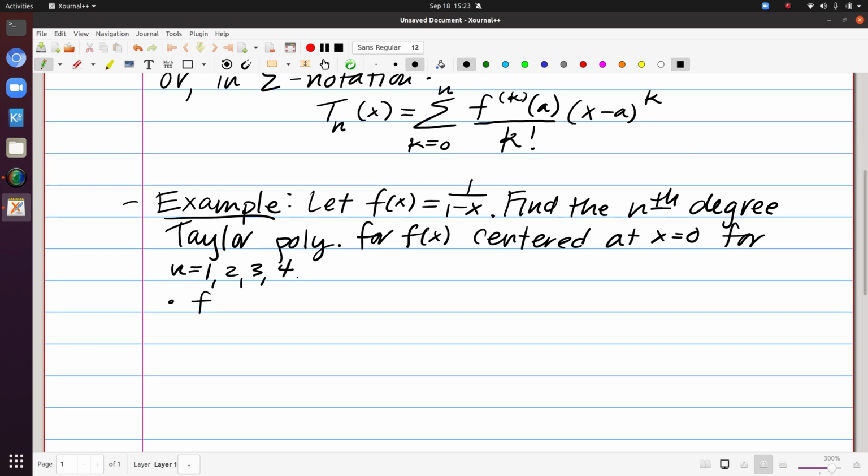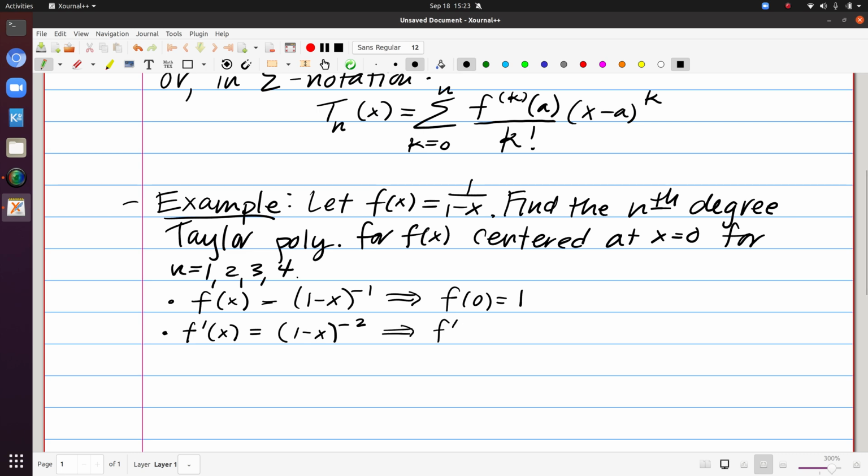So we start with the function f of x, which is 1 over 1 minus x. I'm going to write it as 1 minus x to the negative 1. Evaluating that at 0, we get 1. I'm going to need to know up through the fourth derivative, so I'll look at that now. The first derivative of this function is 1 minus x to the minus 2. Note that I had to use the chain rule there, so while I brought down the exponent of negative 1, I multiplied by a negative 1 from the derivative of 1 minus x. So those negatives cancel. Plugging in now x equals 0, I get 1 yet again.